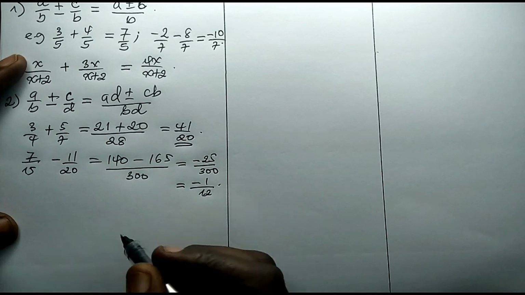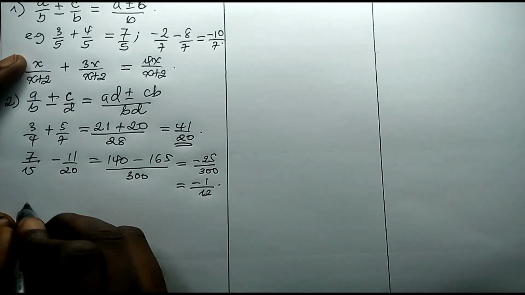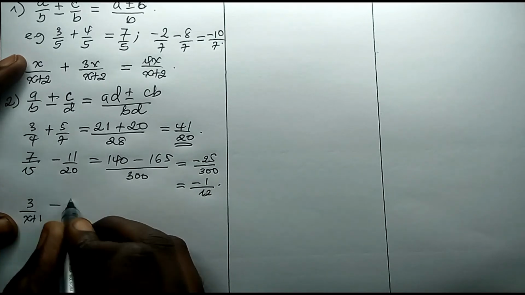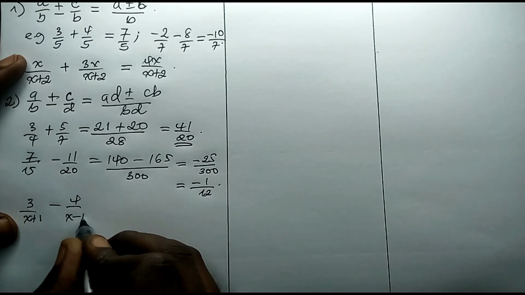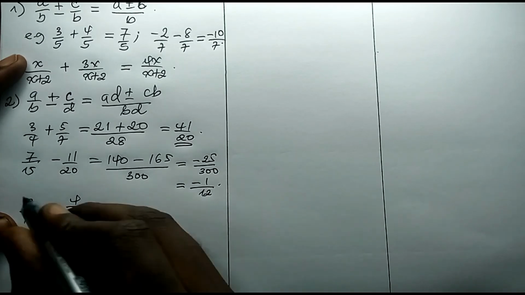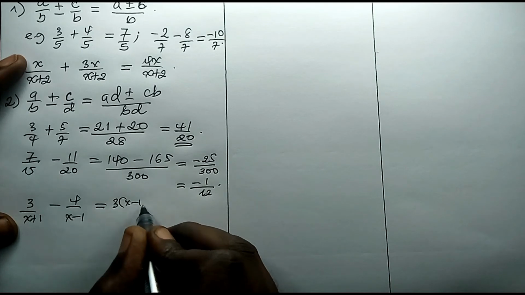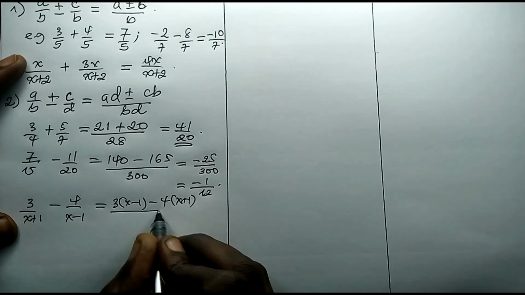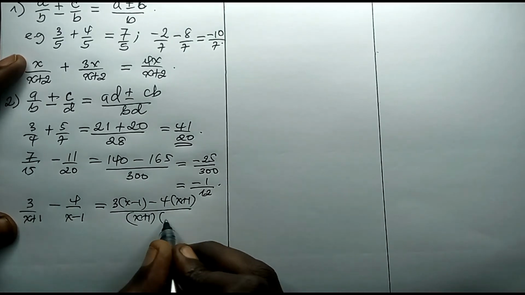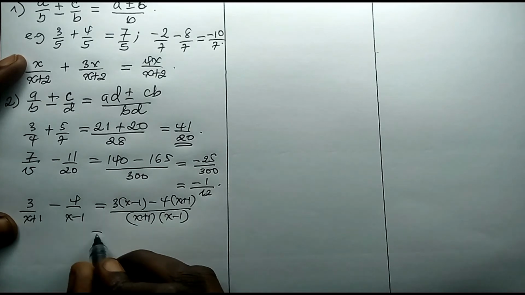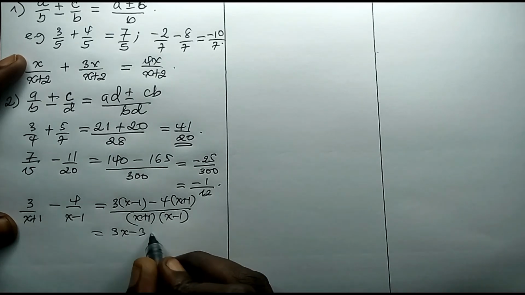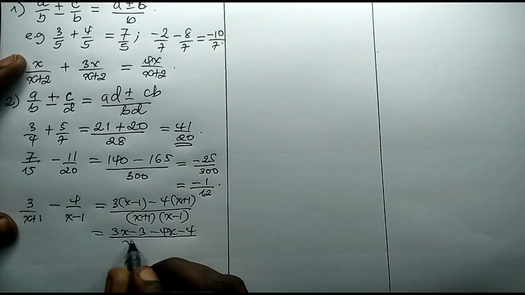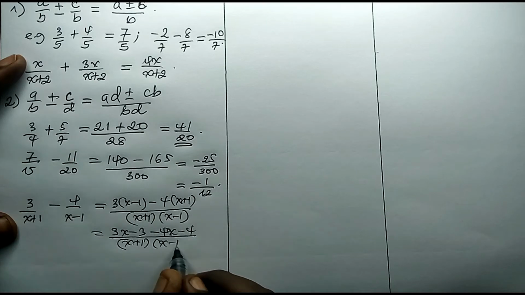It can also happen with mathematical expressions where you have 3 all over x plus 1, for example, minus 4 all over x minus 1. This will give, I cross, 3 into x minus 1 minus 4 into x plus 1, all over x plus 1 into x minus 1. This gives 3x minus 3 minus 4x minus 4 all over x plus 1 into x minus 1.